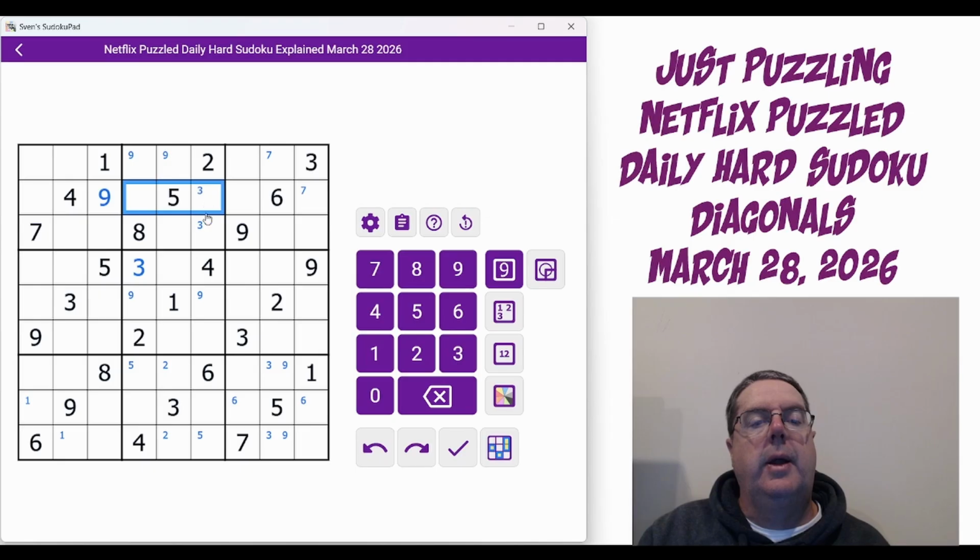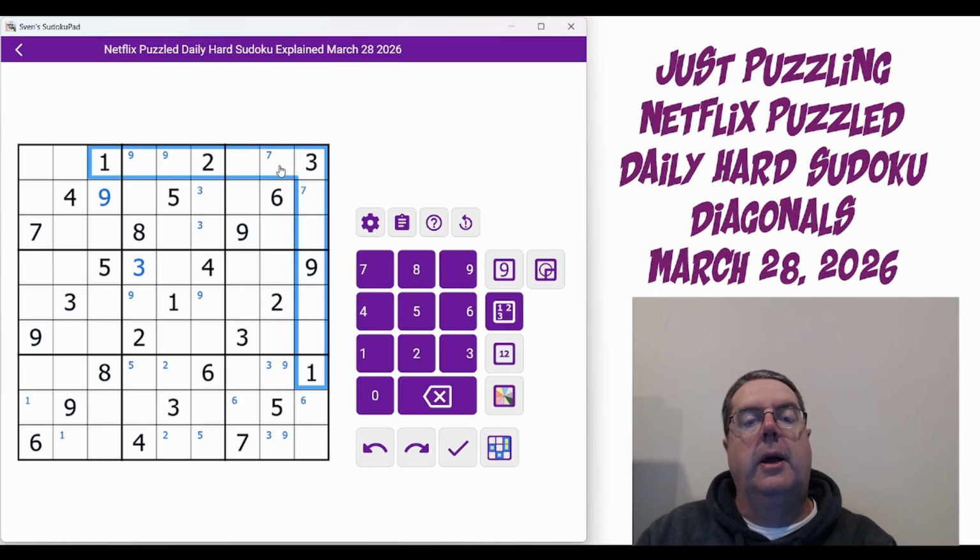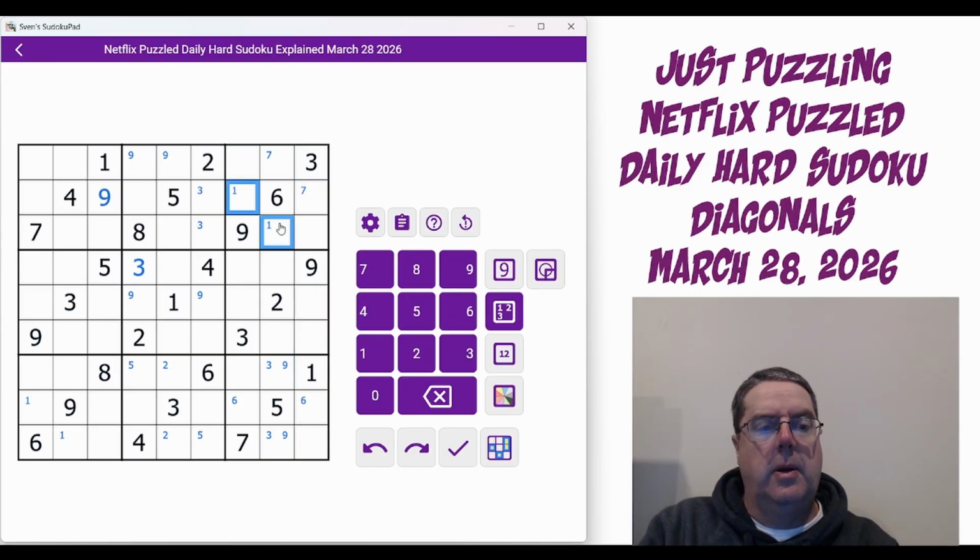Okay, 1 is there. 5's here. 6 comes up here, so 6 is there. 8, alright, that's not happening. 5's there. 7's there. 1 comes up here, 1 comes across here, so 1 is one of these two.